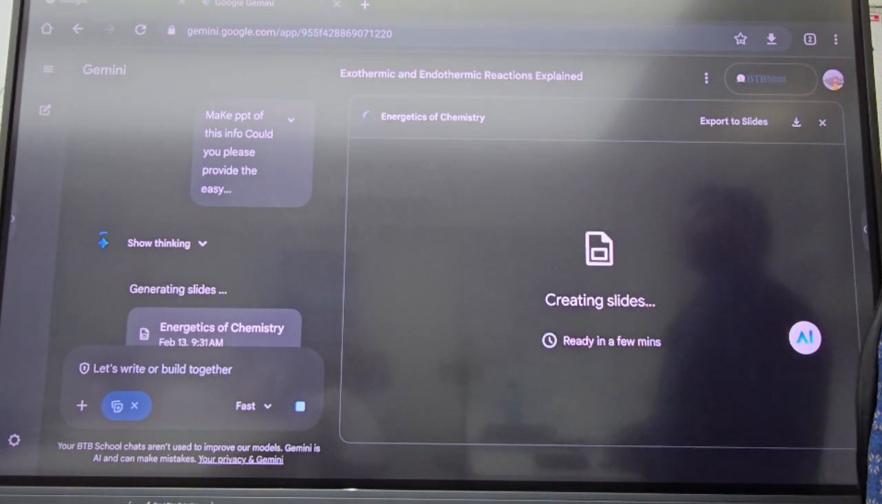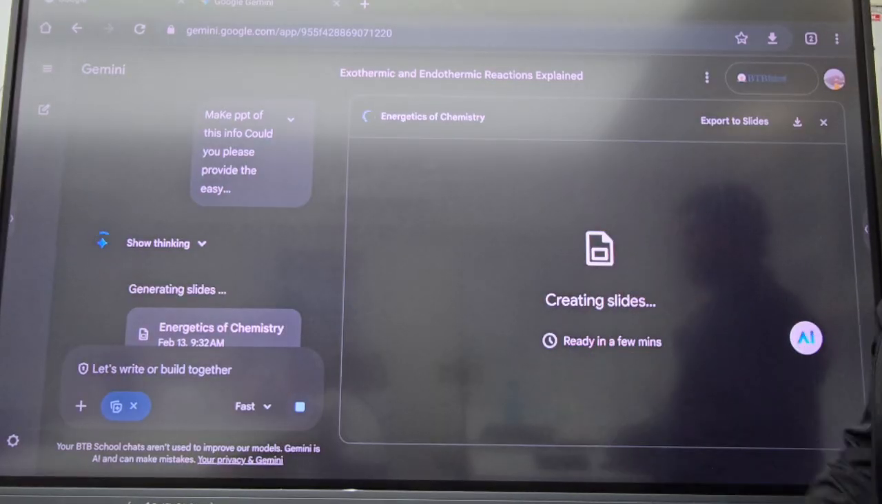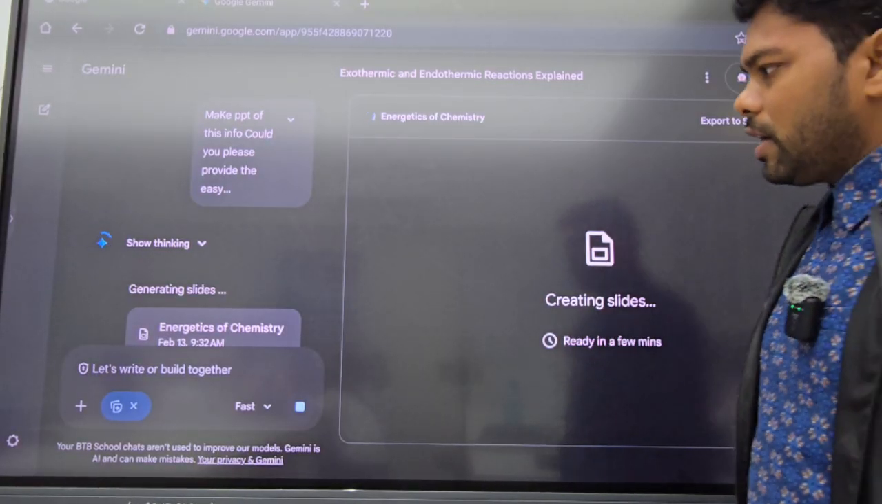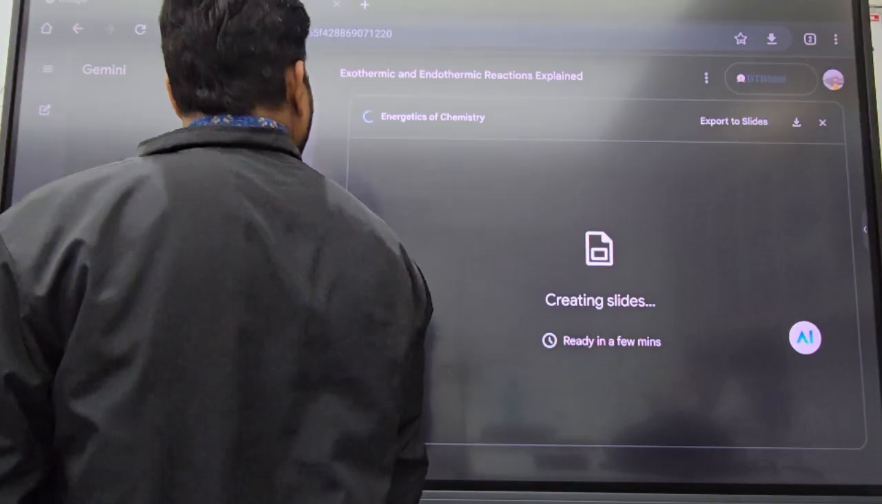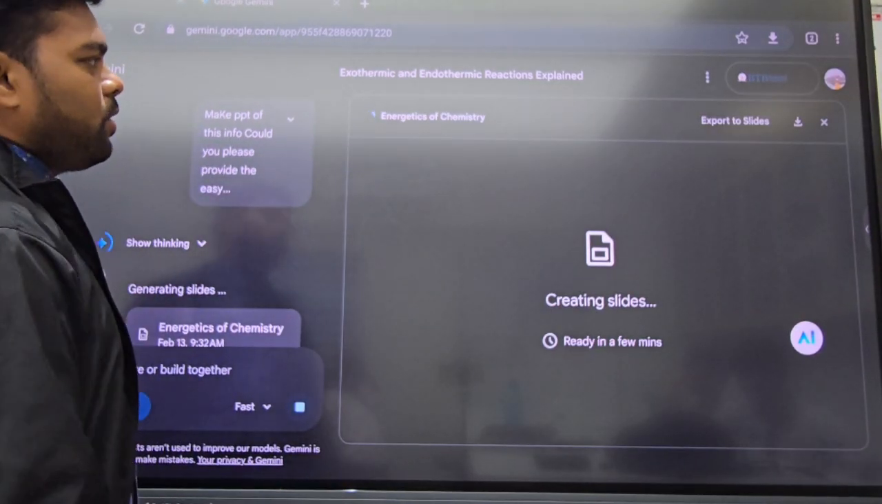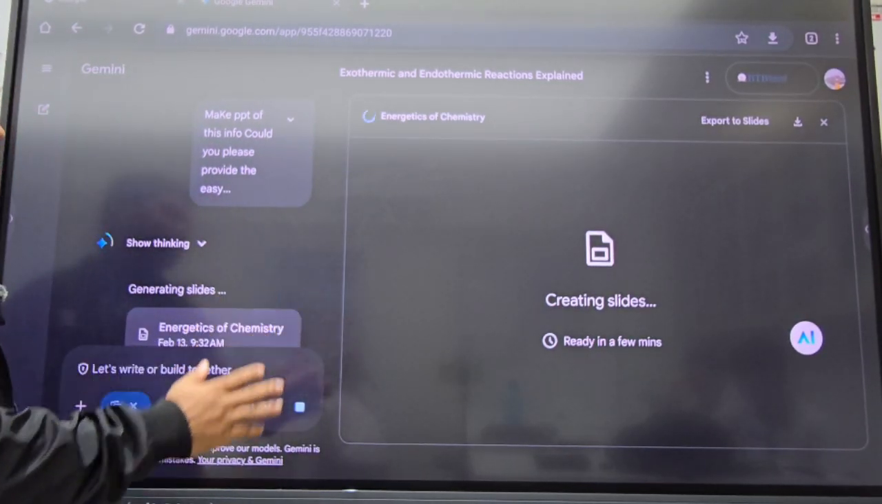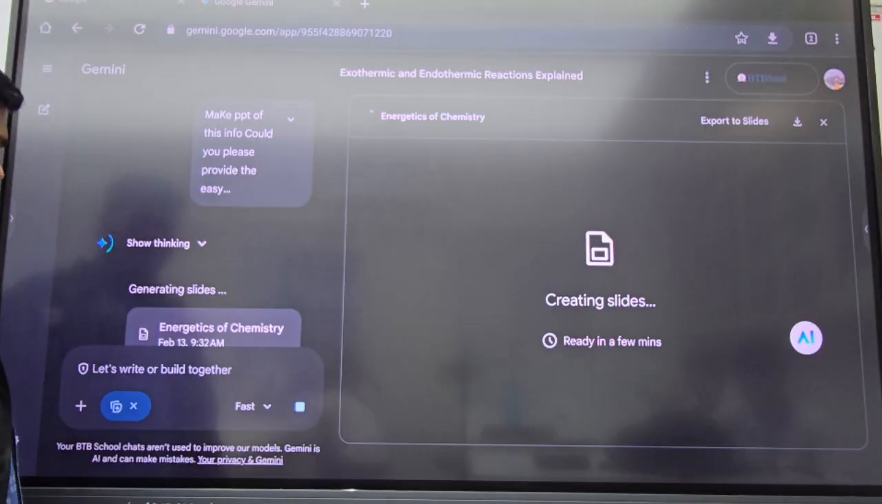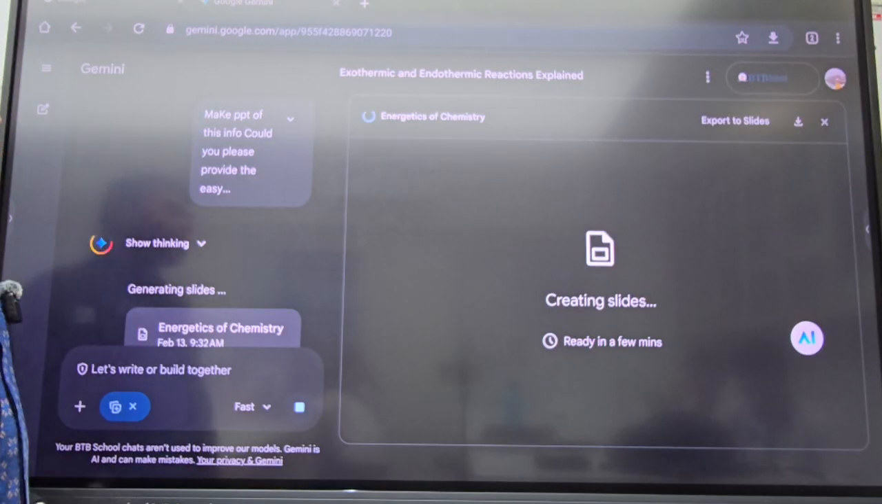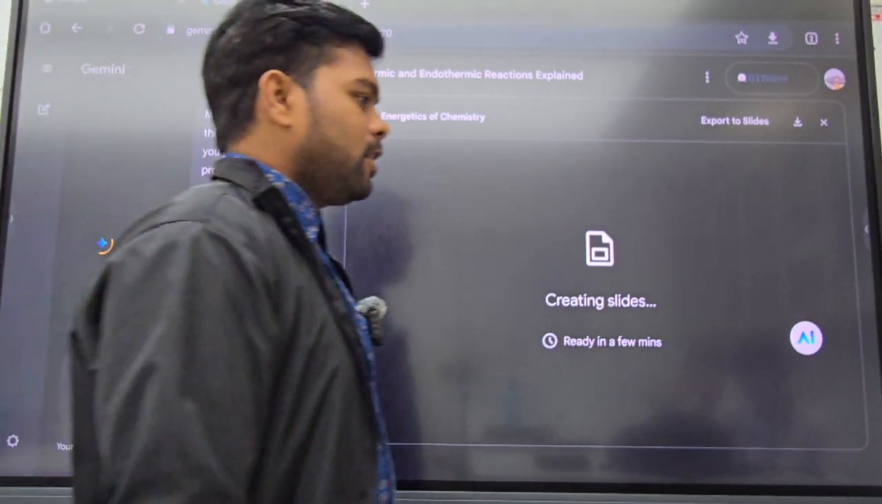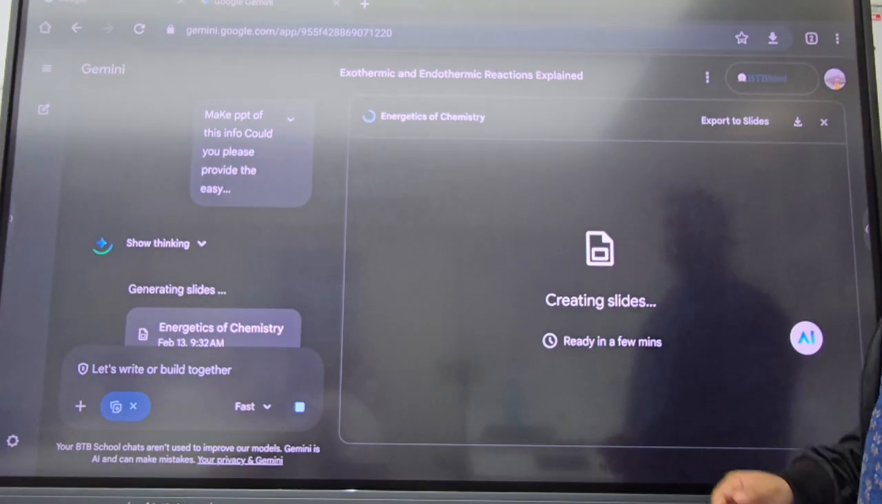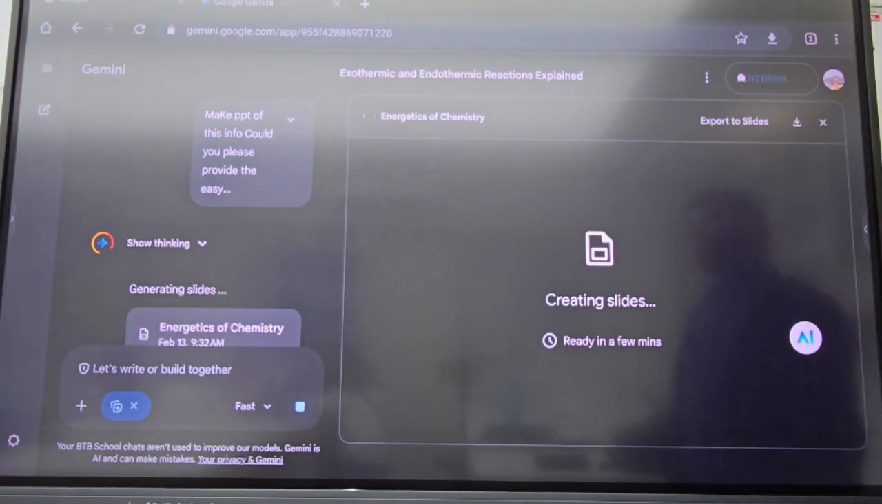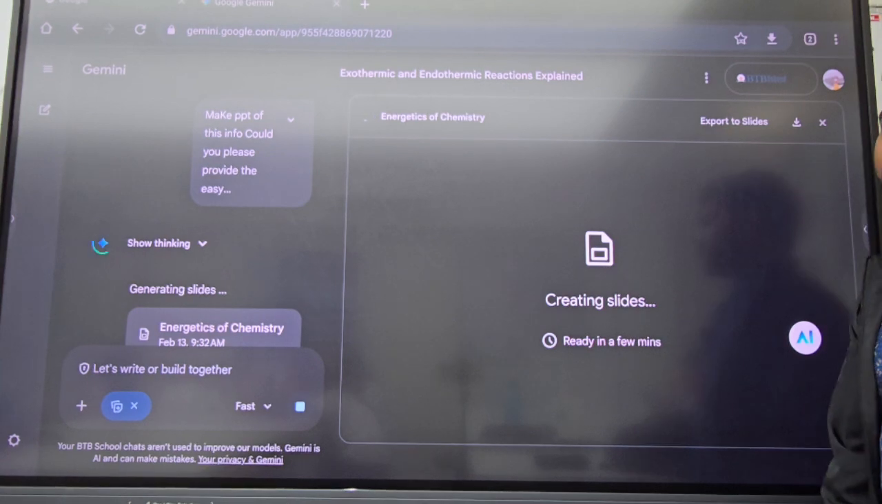Okay, it's about exothermic and endothermic reactions. It was explained in an easier way. So it will take a while. Now still it is being processed. Okay, when it is done, you will see here in your laptop export to slides so that you can easily modify it based on your needs.